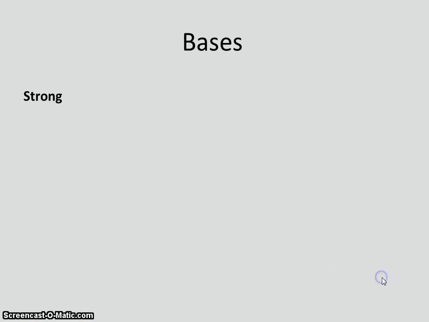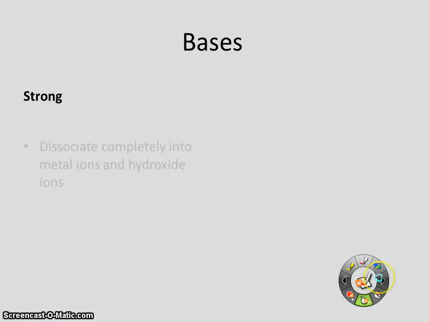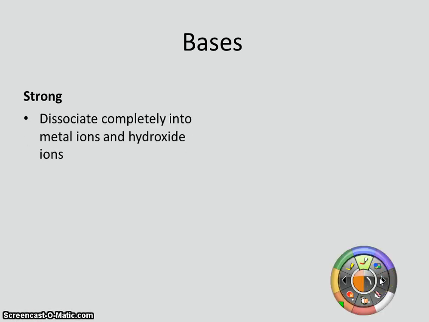Your bases, strong bases, again, are going to dissociate completely into a metal ion and the hydroxide ion. So for example, sodium hydroxide, here is your metal ion and the hydroxide ion. Okay, so separated completely.